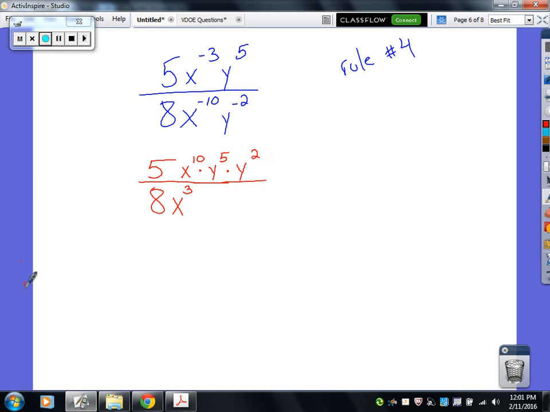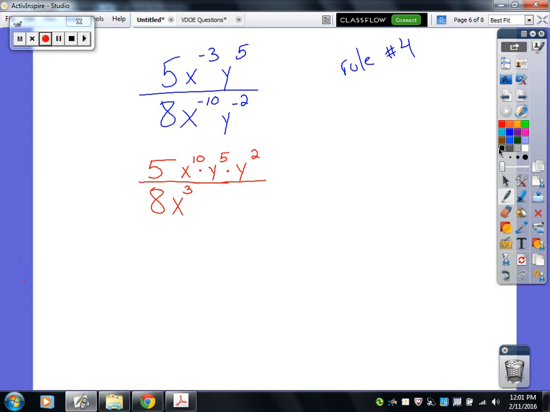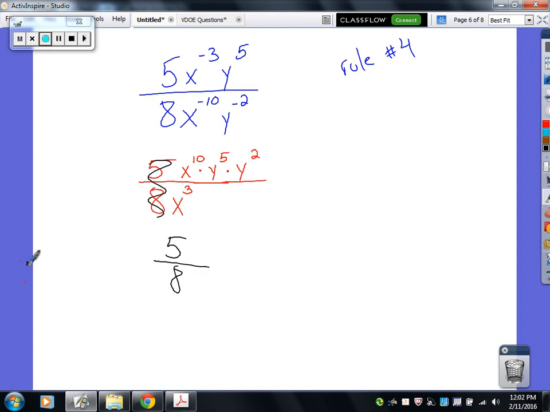So now when you're looking at this, you can recognize that there's more to do. Can you simplify 5 over 8? You can't. So you just write that. But look, so you have x to the 10th over x to the 3rd. What rule are we going to use here?